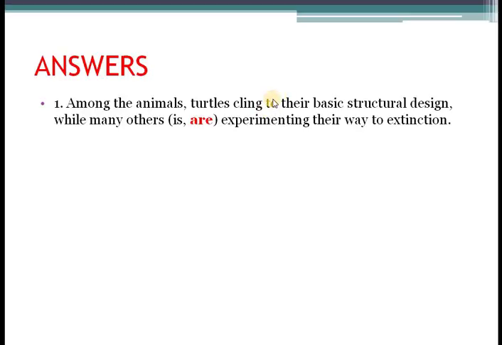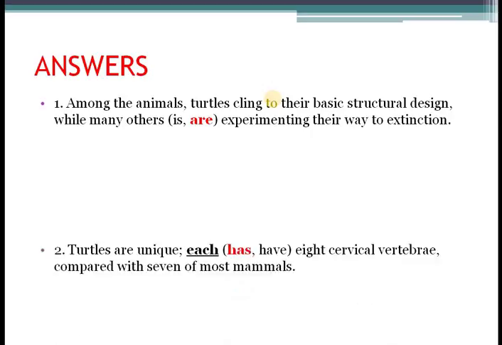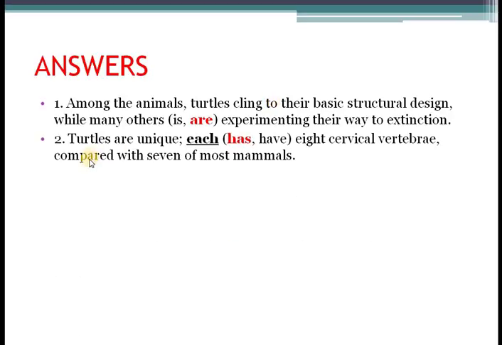So we disregard this. So we know that we're talking about animals, right? So while we're talking about animals, we need to realize that animals is more than one, and therefore it takes the verb without the S. We also look at question 2.